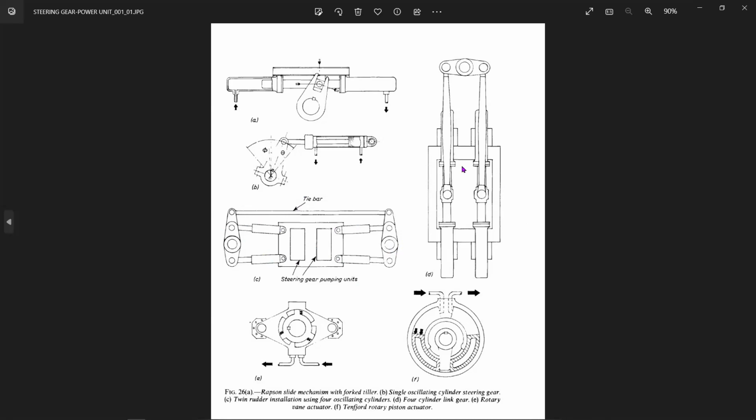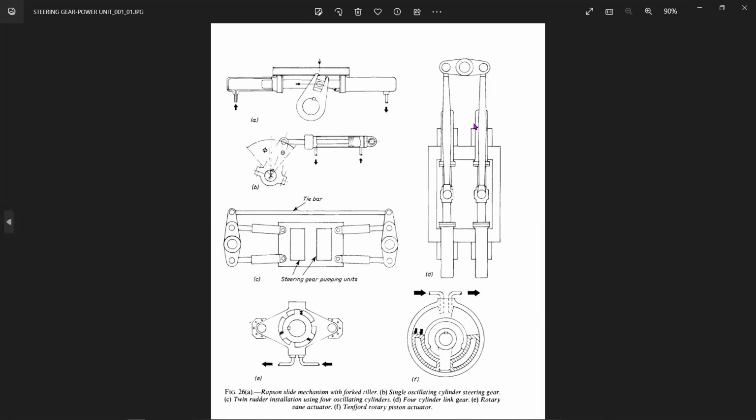Okay. Then fourth, D, what you see is a 4-cylinder link gear. So you see there is cylinder number 1, cylinder number 2, cylinder number 3, and cylinder number 4. So 4 cylinders are connected, and there is a linkage over here where you have the entire rudder stock connected. The rudder stock is not here, the rudder stock is here. Why is this system made? Where effectively this vessel might have a problem with the size. So basically you wanted the entire system to be more compact.